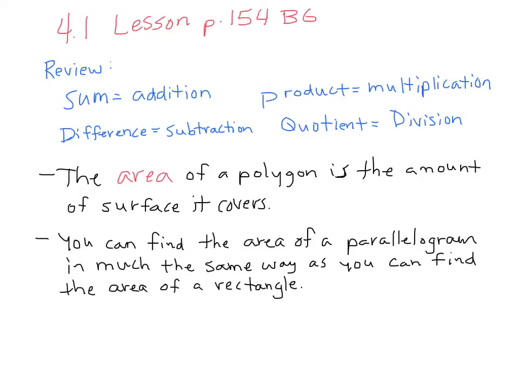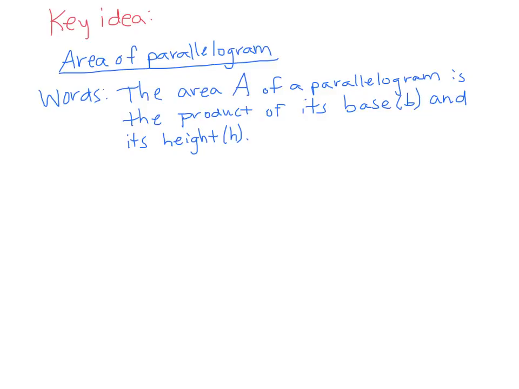You can find the area of a parallelogram in much the same way as you can find the area of a rectangle, and I'm going to show you how. So here's our key idea for this lesson. The area of a parallelogram. In words, it means the area A of a parallelogram is the product of its base B and its height H. And also, here's another key thing. Here's product. We know product means multiplication. If you don't know that, you need to know it because, again, here's one of those terms popping up.